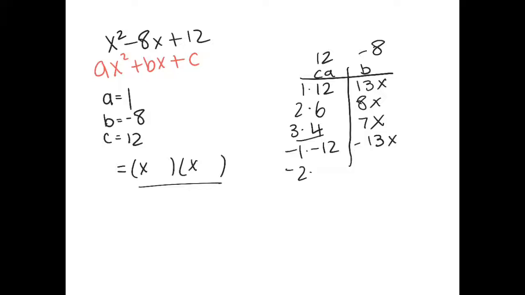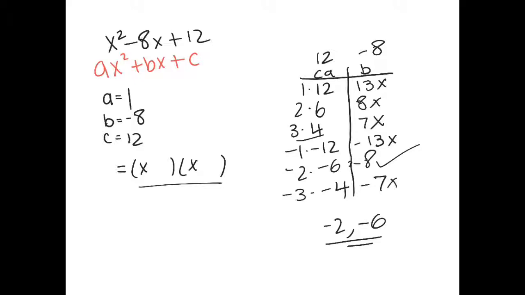We've got -2 times -6. That equals -8. And we've got -3 times -4. That equals -7. And we know that our answer is going to be -8. So the only two correct numbers will be -2 and -6. So now we simply plug it into this final equation. So we've got x minus 2 times x minus 6.